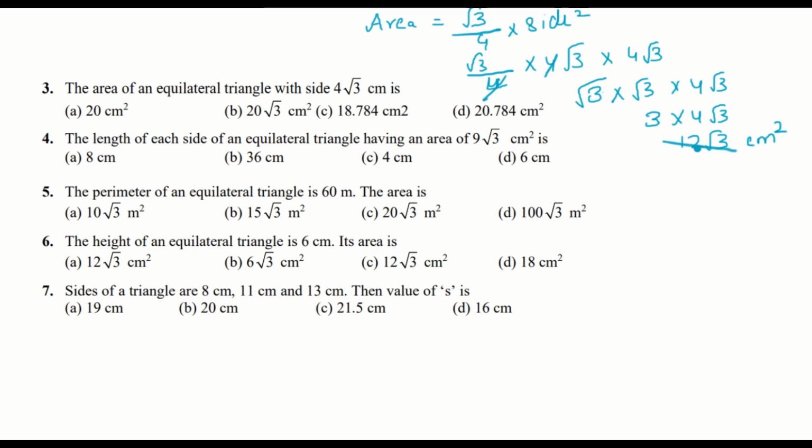So let's substitute the value of root 3. Root 3 is 1.73. Then multiply it, so you'll get 20.784 centimeter square. So it's option D.